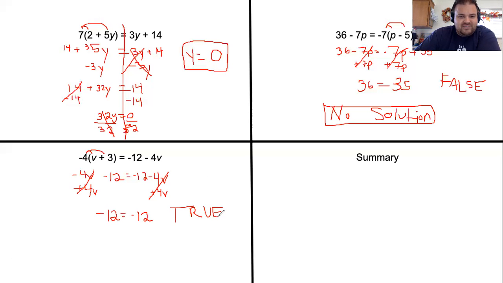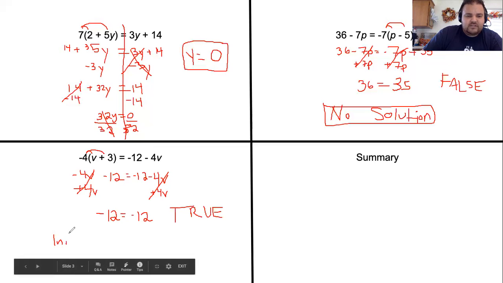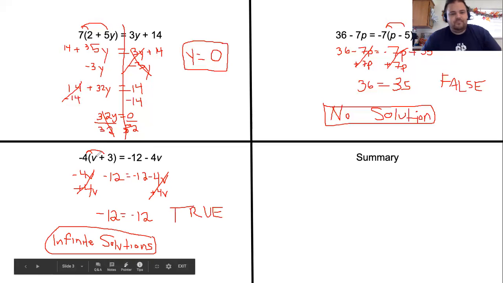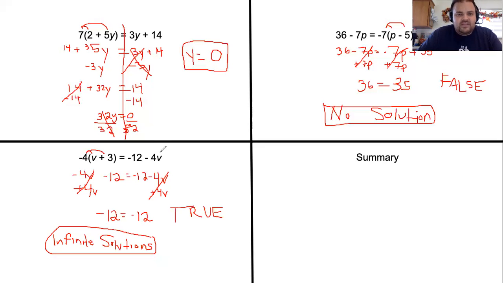Whenever you end up with variables disappearing and you have a true statement, whenever you have something on the left that is equivalent to something on the right, literally they're the exact same thing, that is a true statement. That is when you have what we call infinite solutions. Now, what that means is it does not matter what number you plug in for v. This side, the left side, will always be equivalent and equal to the right side. Plug in a negative number, a positive number, a big number, a small number, a fraction, a decimal, anything you want. If you plug in a number in for v, it will always be a true statement.